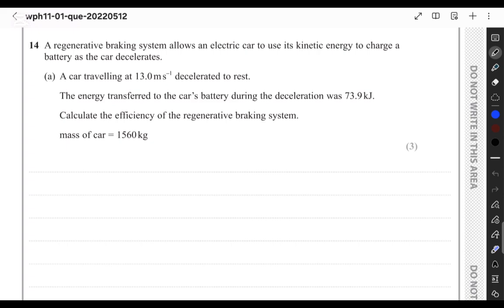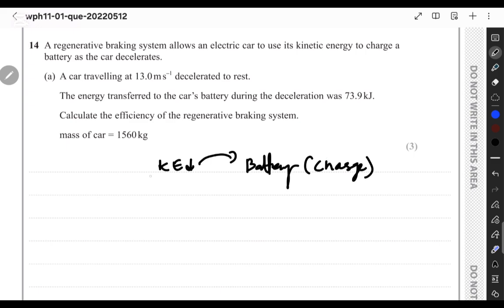So we are having the kinetic energy of a car decreasing, and as that kinetic energy is going down, it's being converted into the energy of the battery, to charge the battery. And the reason the kinetic energy is decreasing is because the brakes have been applied. So the brakes have been applied, the kinetic energy is decreasing, the car is decelerating, and that kinetic energy is being converted into the energy to charge the battery.